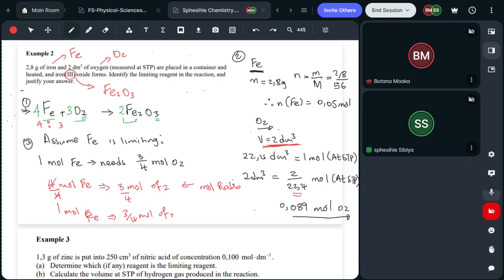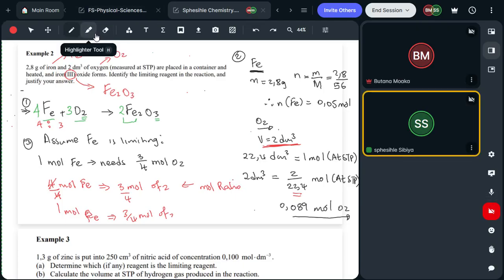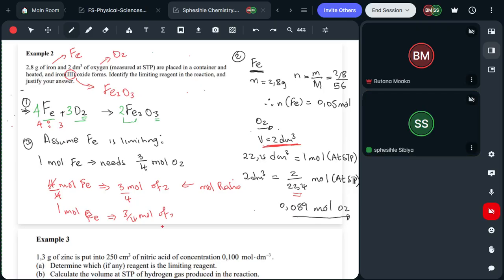Do you understand that part? Okay. Would that make O2 an excess reactant? We are definitely coming to that part. I just want to erase this part. I just wanted you to understand where that is coming from, the statement that 1 mole of Fe needs 3/4 mole of O2. So since you are happy with that, then I can continue.